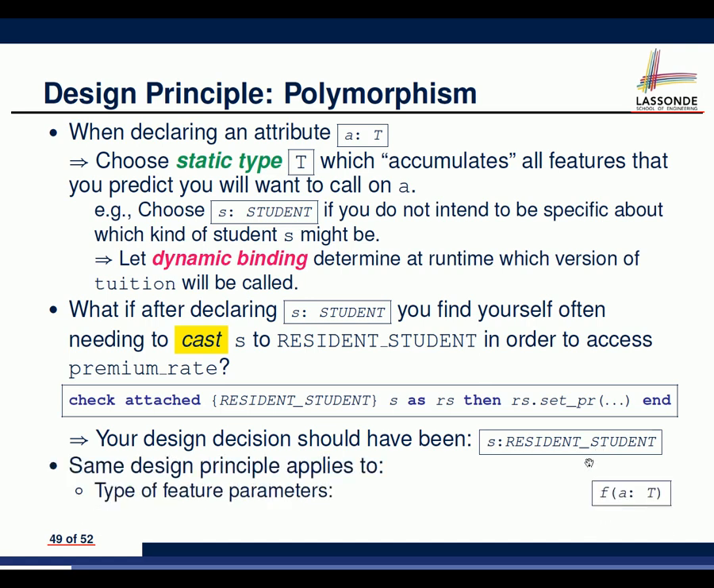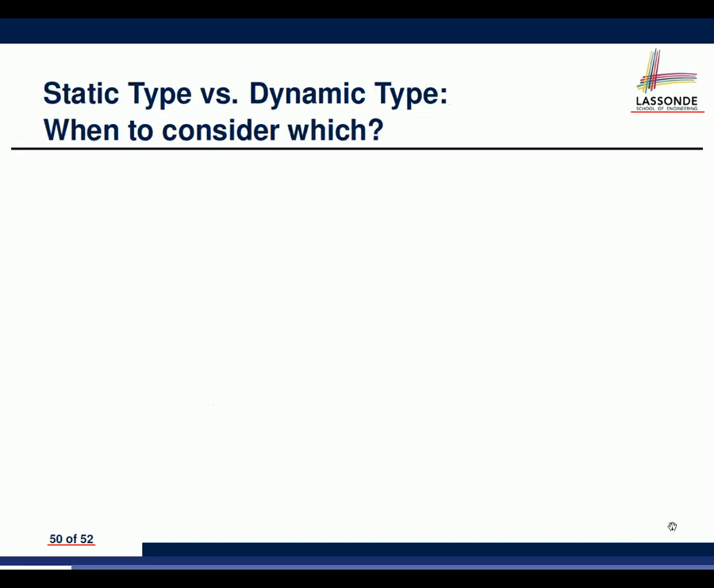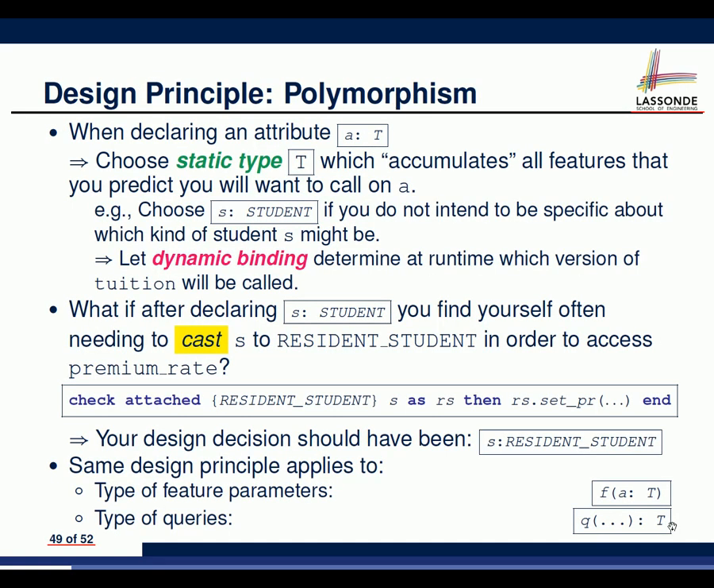Okay? So if you see too many casts, that means you may have to declare your variable to be of type resident student instead. Okay, and the same design principle applies to what type you choose for arguments and also what to choose for return type.